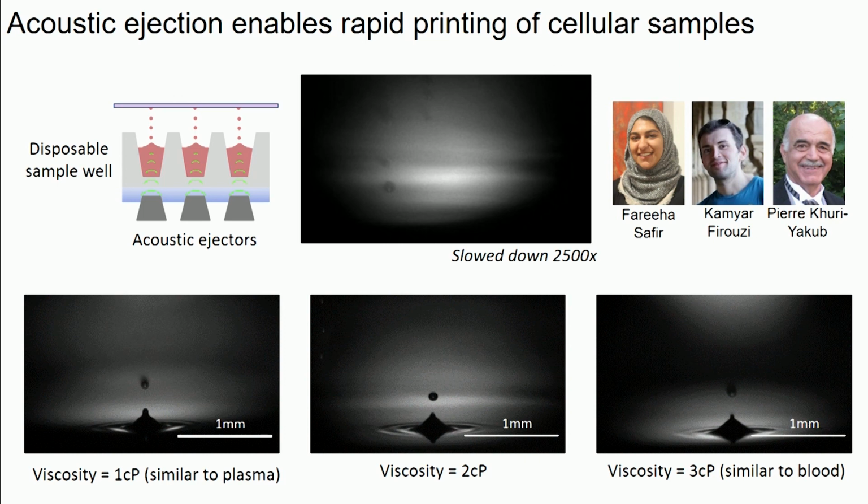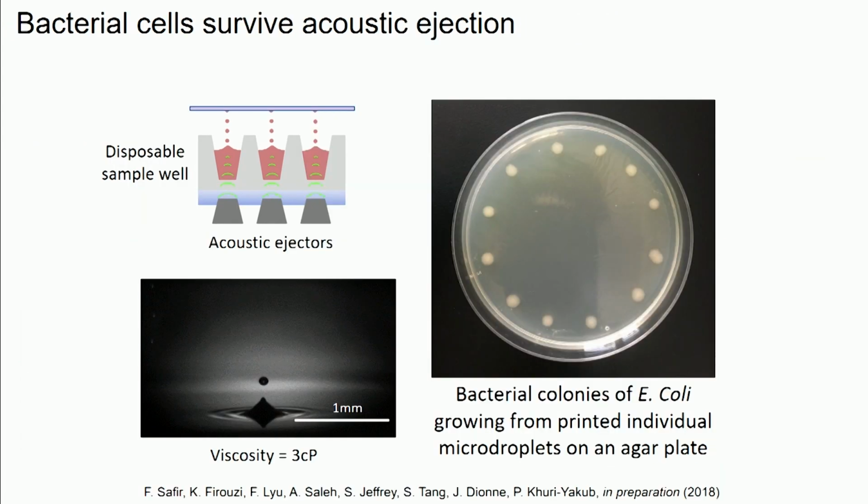So once we can print from a straight liquid, we started to test our platform with actually cellular solutions. What you see here is printing of E. coli on an agar plate. These colonies that are forming on the agar plate are coming from individual microdroplets that we have printed with our platform on those specific locations.